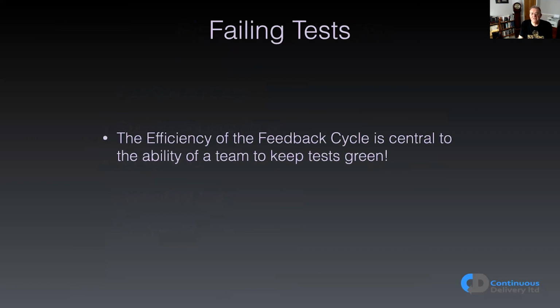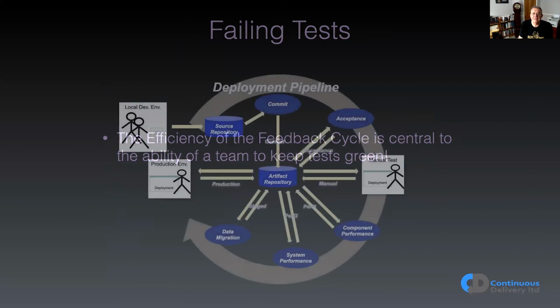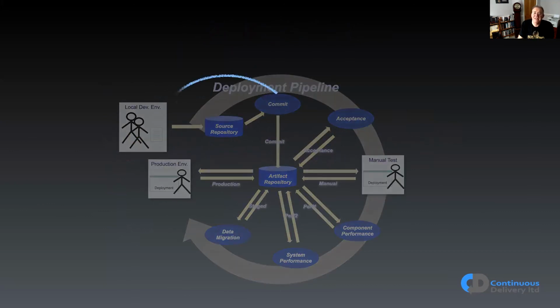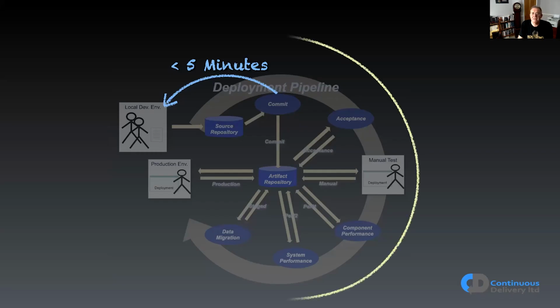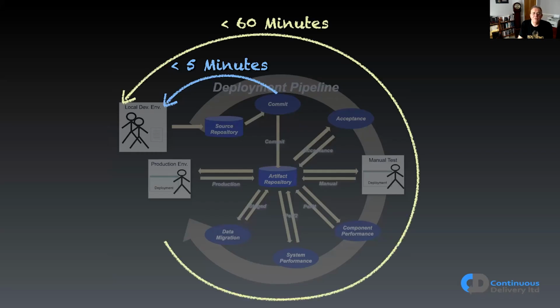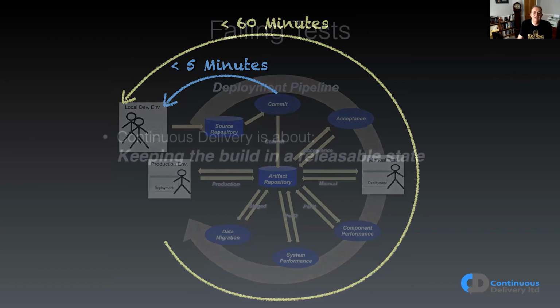The efficiency of the feedback cycle is central to the ability of the team to keep the tests passing. And passing tests are the signal that we use to design software. So it's crucial to our ability to maintain performance. My general advice is that we're looking for 5 minutes feedback from the commit stage and under an hour feedback for the whole pipeline to determine the releasability of our code.